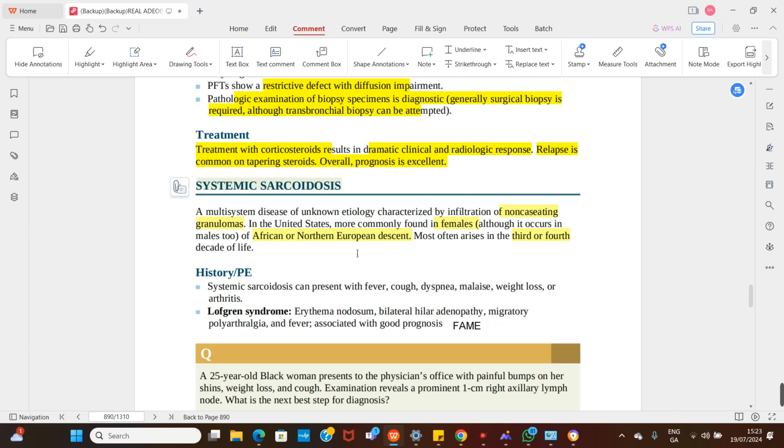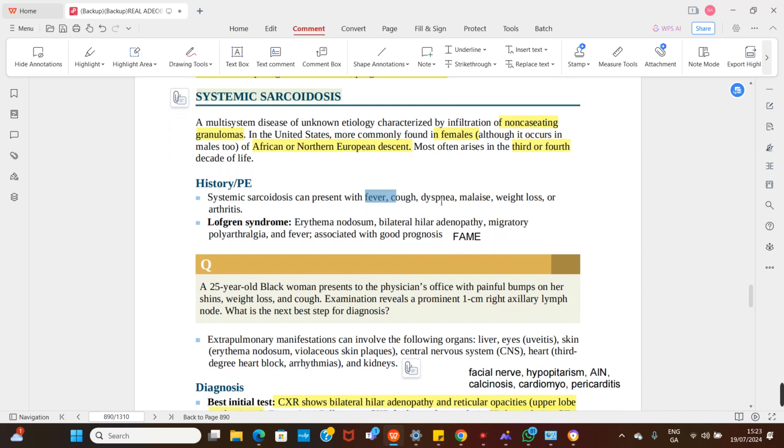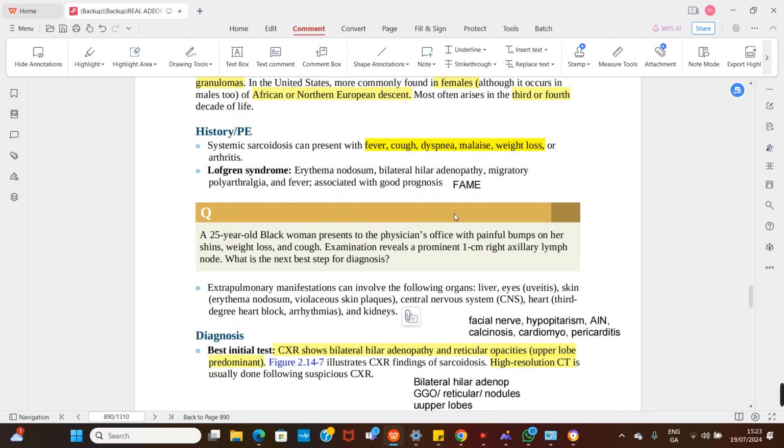They can ask what the risk factor is: people coming from this area, female sex. And what are you going to see? Systemic symptoms. They have fever, difficulty in breathing, weight loss, arthritis, and so on. And they can have what you call Lofgren syndrome. Lofgren syndrome in a patient with sarcoidosis is a good prognosis, and I have that encoded within the word FAME.